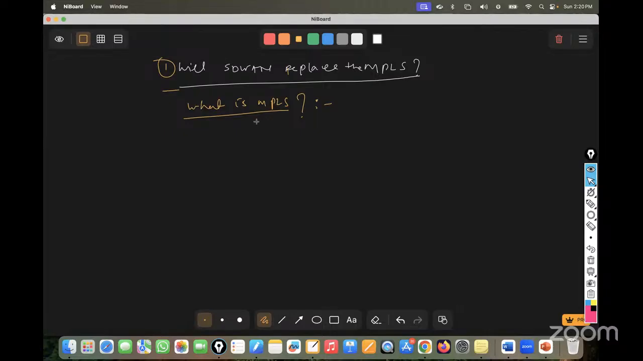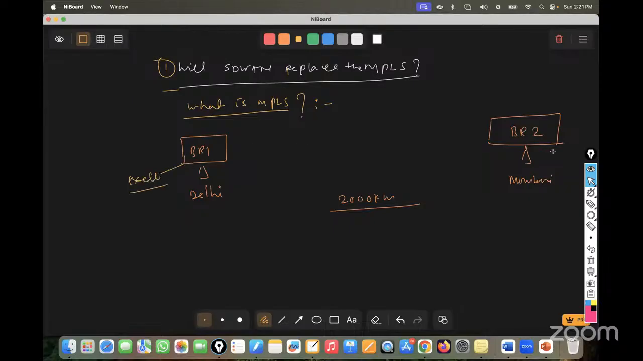Good, very good, Ashish. So MPLS is a technology where the packet is switched based on labels, and it gives a private lease line end to end to transfer the packet without any interruptions. Let's suppose we have two offices. This is branch one, in Delhi, and branch two might be in Mumbai. These two are about 2000 kilometers apart. I have to send one digital packet, say an Excel file, from here to here. How is it possible?